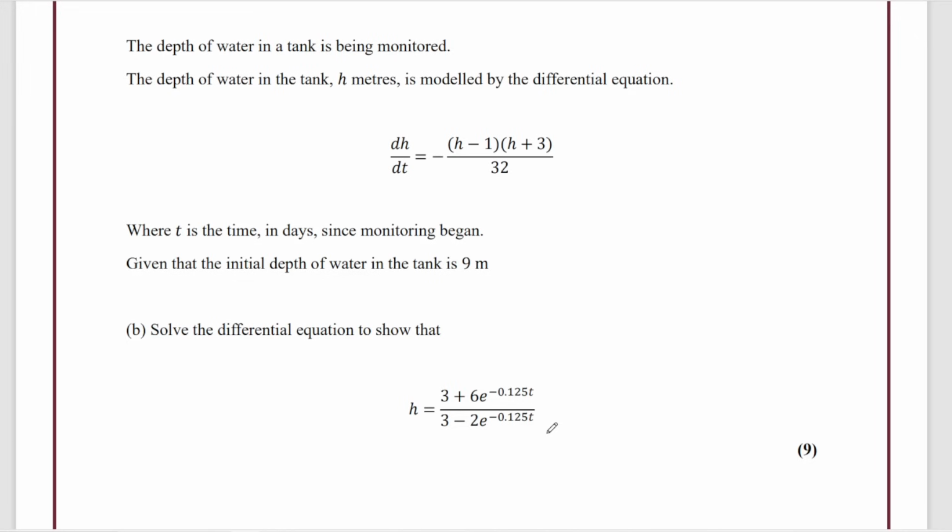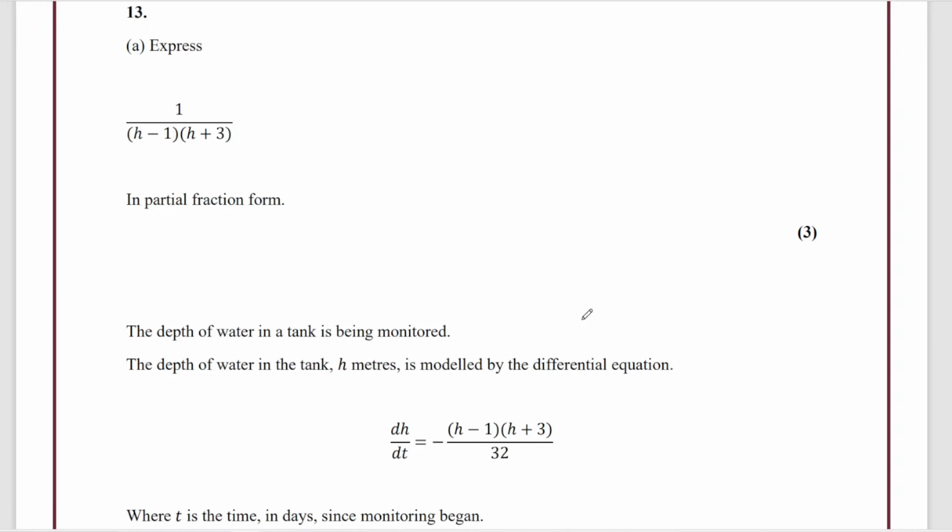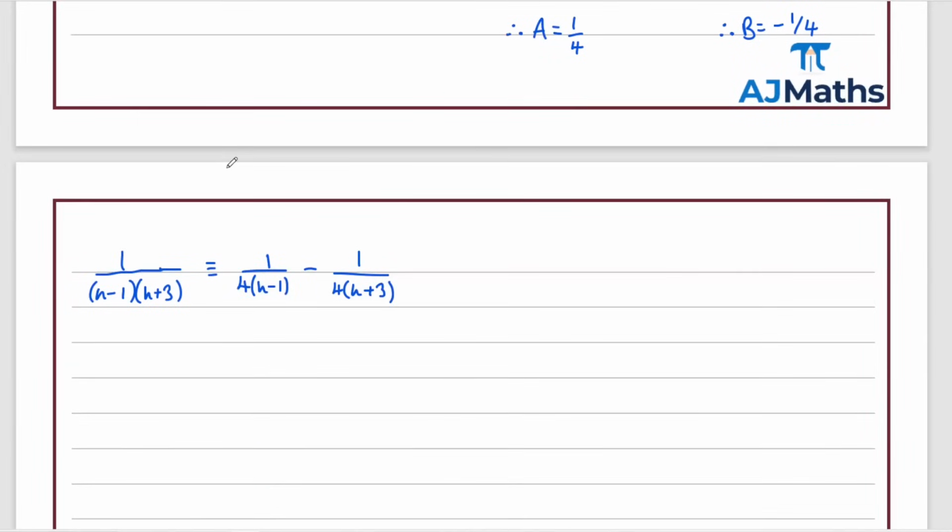So where do we begin? Well, let's just start with the differential equation. If I take a look at the differential equation, hopefully you notice straight away, I've got h minus 1 and h plus 3 as a product, and we had that here as our denominator. So hopefully our answer in part A will help us answer part B. So for part B, like I said, we're going to start with the differential equation. We've got dh by dt, so this is minus h minus 1 times h plus 3, all over 32.